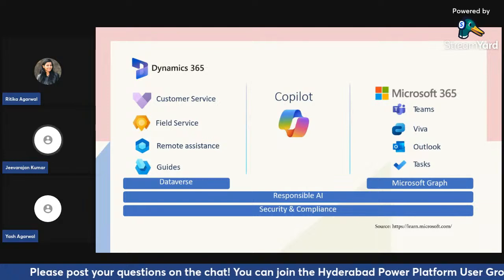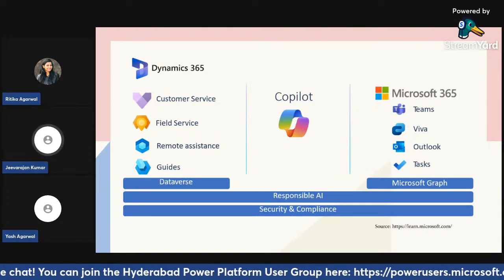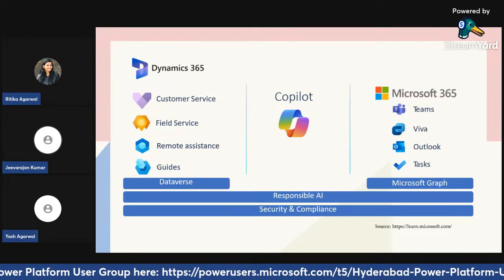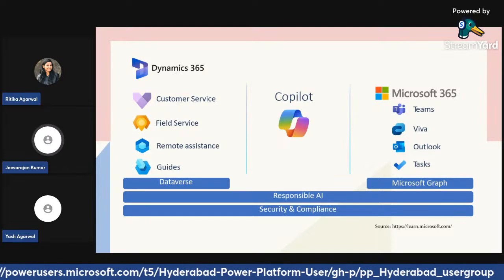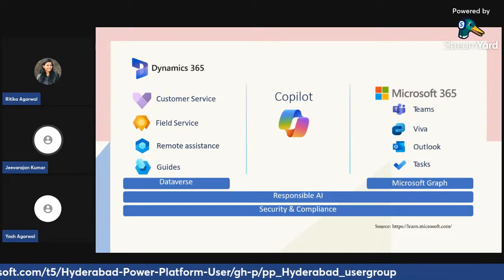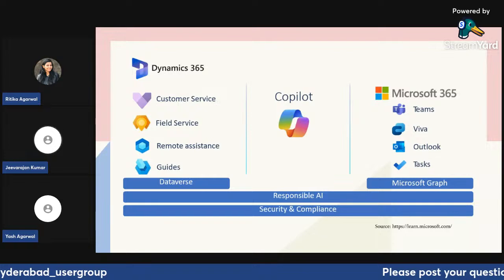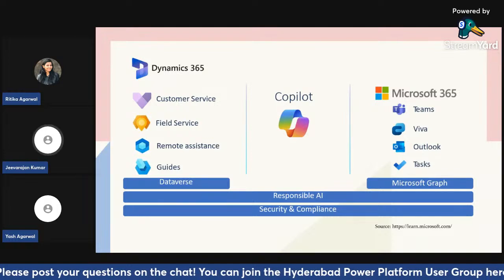And within the Dynamics 365 product suite, as you can see, focusing on customer service and field service, field service also has the extension of remote assistance and guides. And Copilot really helps cut across all the products. It also works along with a wide range of Microsoft 365 products like Teams, Viva, Outlook, Microsoft Tasks, and many more. And it is responsible AI, and it follows the security and compliance based on whatever we have for our business.